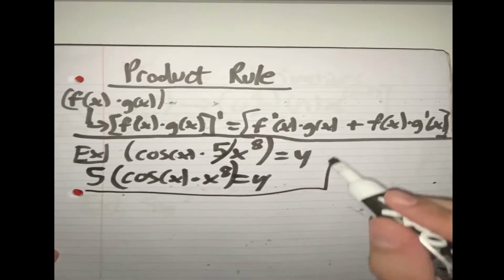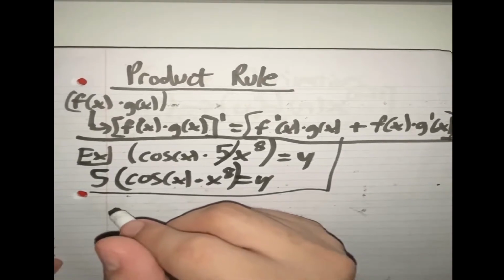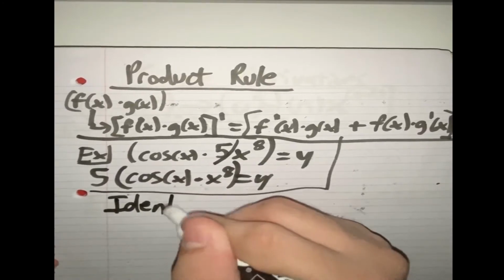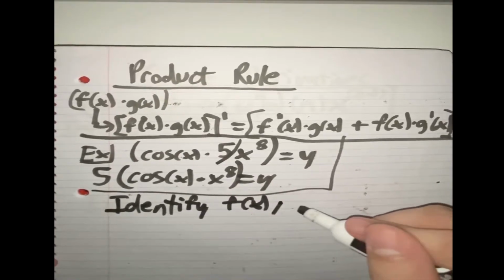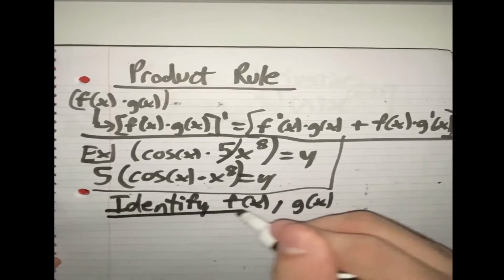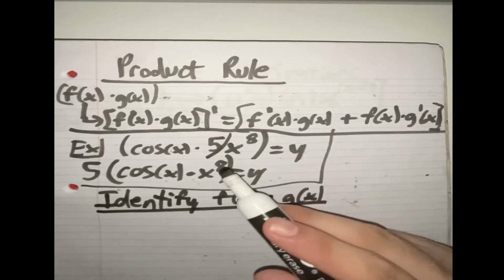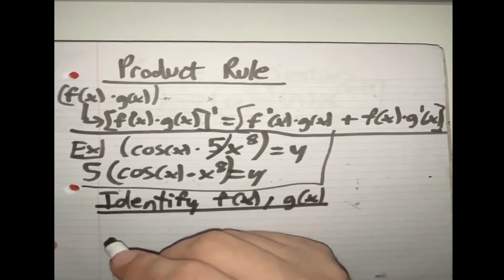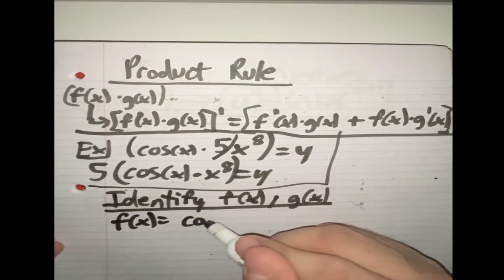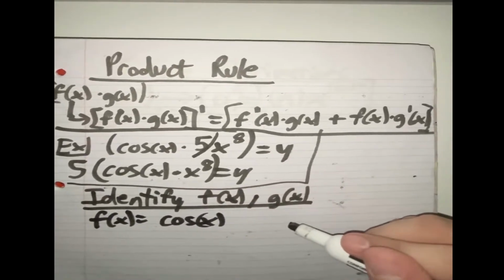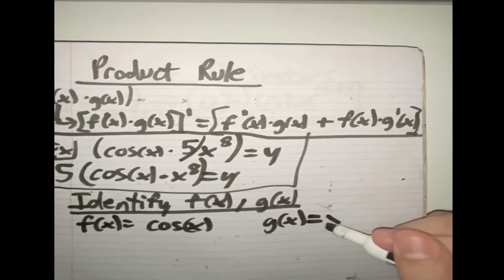So now that we're ignoring the 5 for now, we need to identify f of x and g of x as the two x functions of this derivative that we're trying to take. So I'm going to go ahead and denote my f of x as cosine of x, and my g of x will be denoted as the other term, which is equal to x to the 8th.